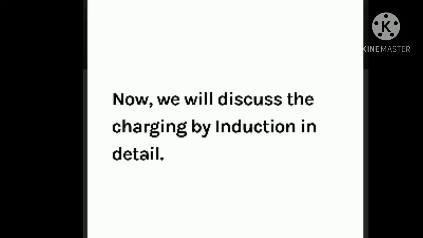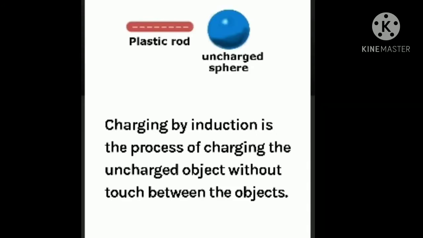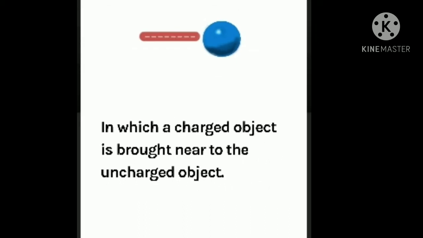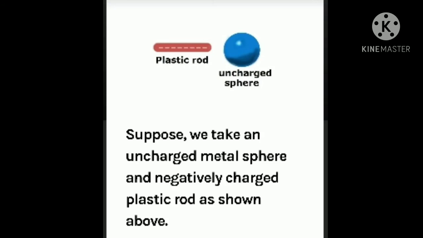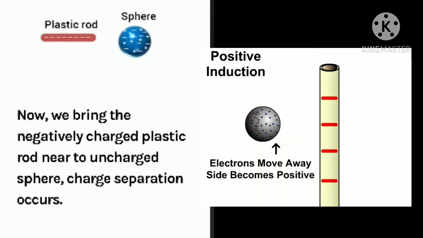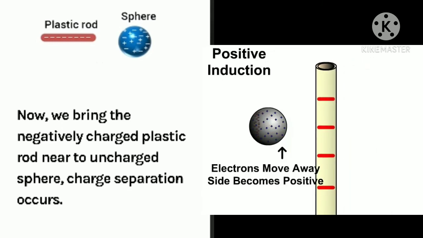We can move on to the next point, charging by induction. Charging by induction is the process of charging an uncharged object without touching it, in which a charged object is brought near to the uncharged object without touching it. Let us prove this charging by induction with a small example. For this, we take an uncharged metal sphere and a negatively charged plastic rod as shown above. Now, we bring the negatively charged plastic rod near the uncharged sphere.